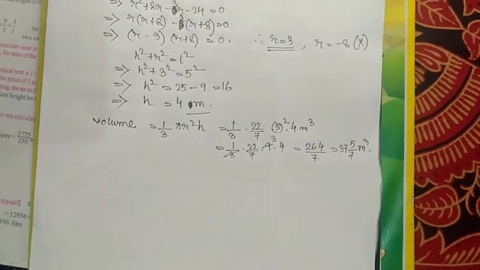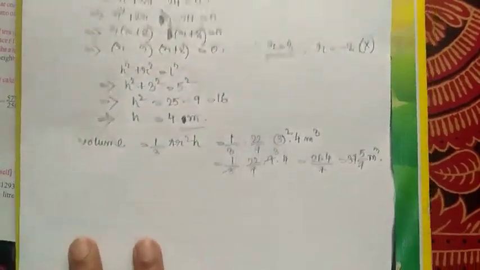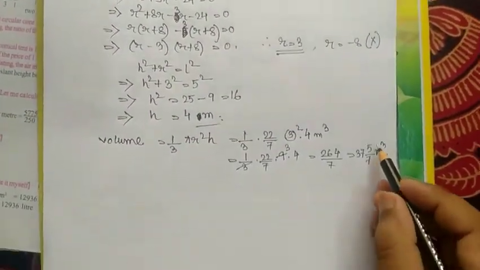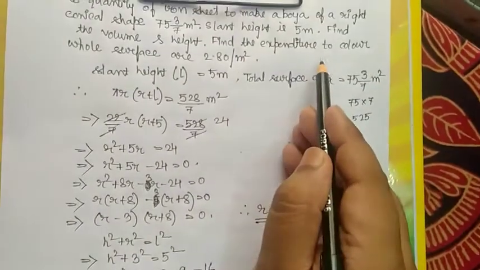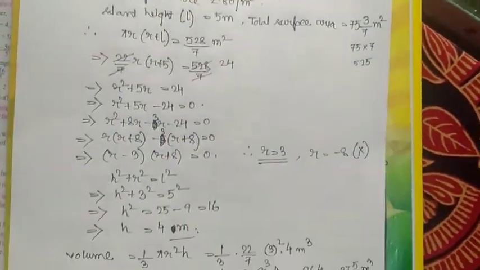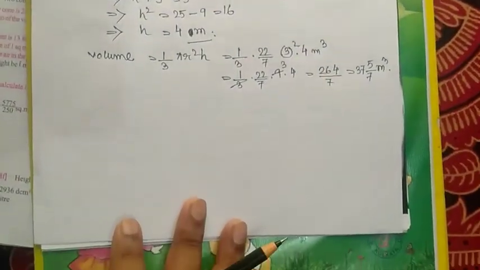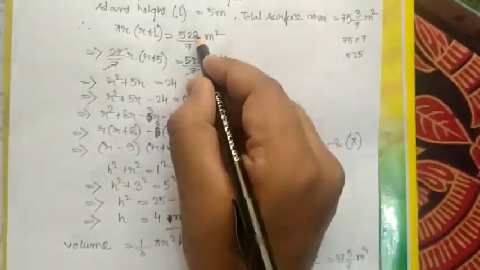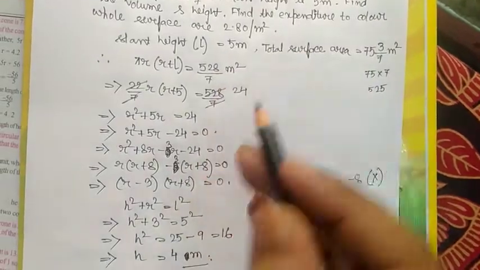Now we have found the volume and height. One answer is 4 meter and another answer is 37 5 by 7 meter cube. Now find the expenditure to color the whole surface area at 2.80 per meter square. We know the whole surface area is 528 by 7 meter square.